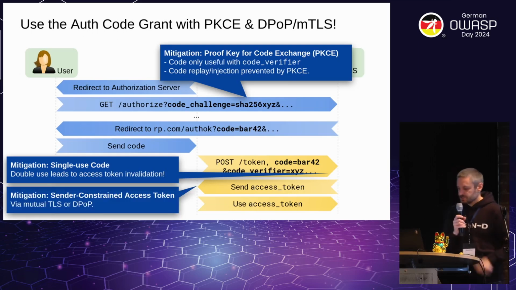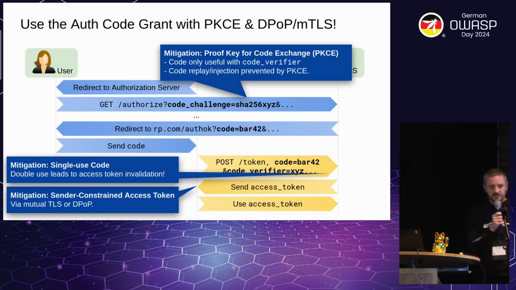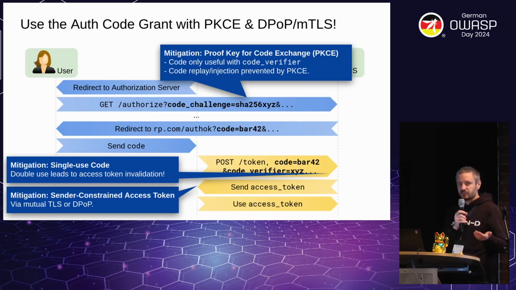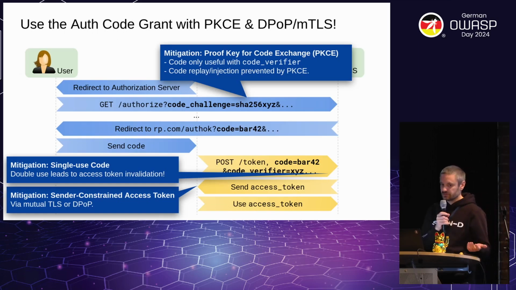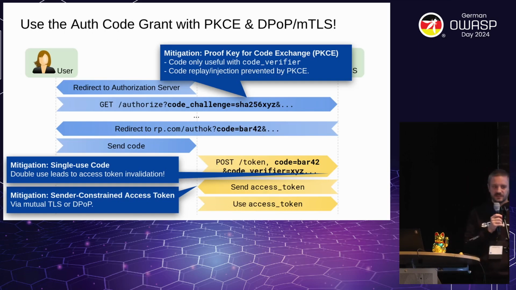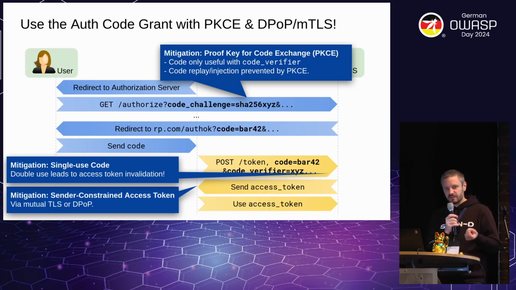And finally, ensure that you have sender constraining for your access token. What does that mean? I said before that the access token is a bearer token. Whoever has it can use it. This is not ideal. So you should have sender constraining. That is, there should be a mechanism to ensure that only one entity can use the access token. And there are two mechanisms to do that.